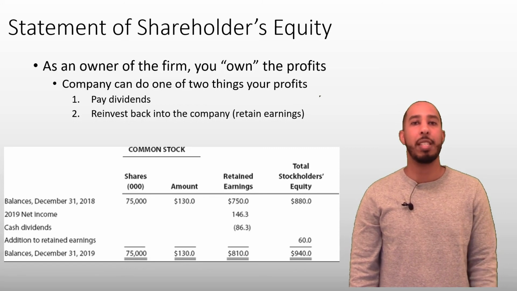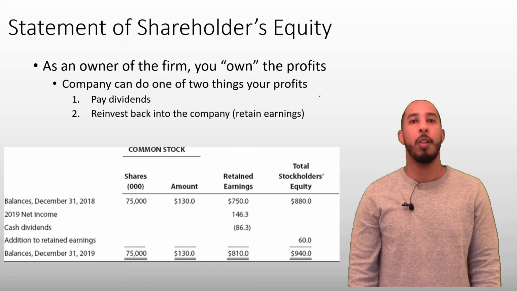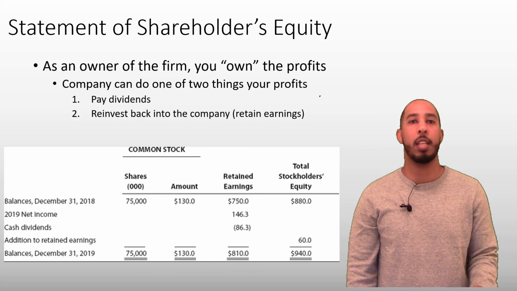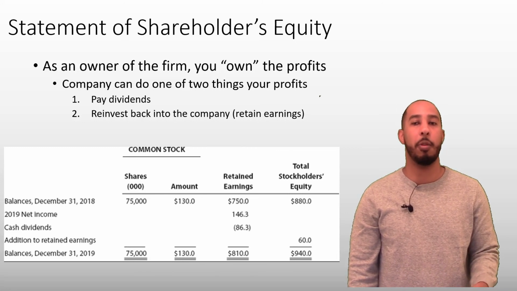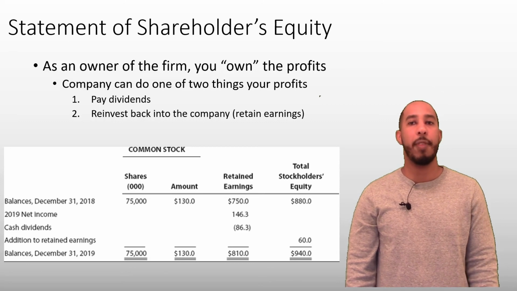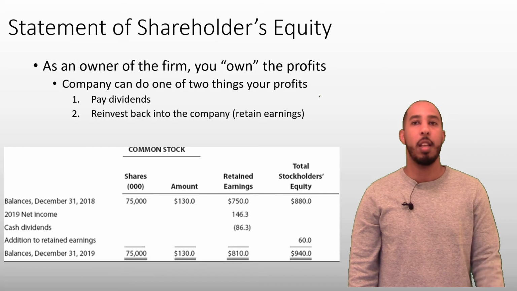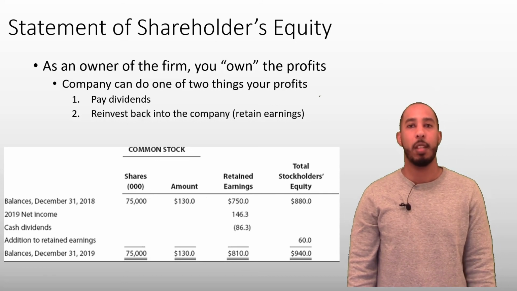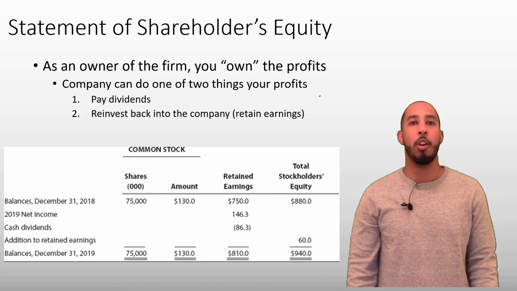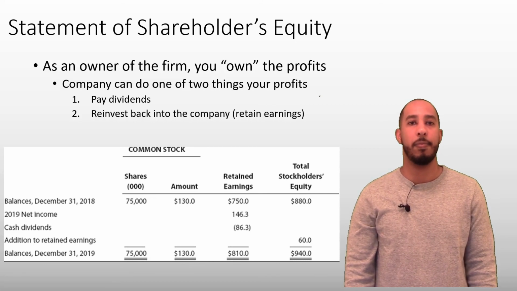The retained earnings belong to the shareholders as well. Remember, as the owner of the firm, the profits of the company belong to you. The company can either pay out the profits to you in the form of a dividend check, or they can reinvest the profits back into the business for you. That would be retained earnings. So the money that is reinvested belongs to the shareholders too. Putting the stock and retained earnings together, we have total shareholders' equity in 2018.